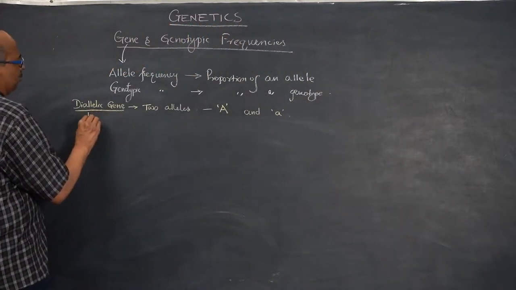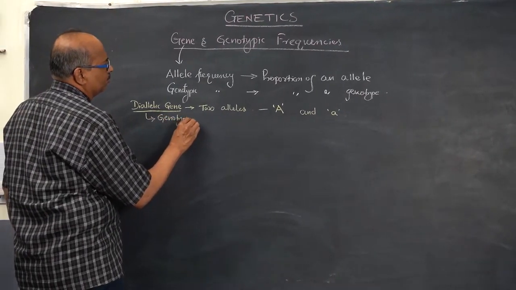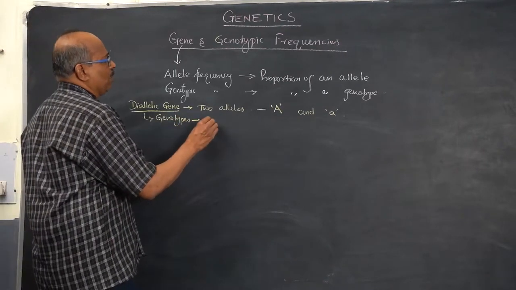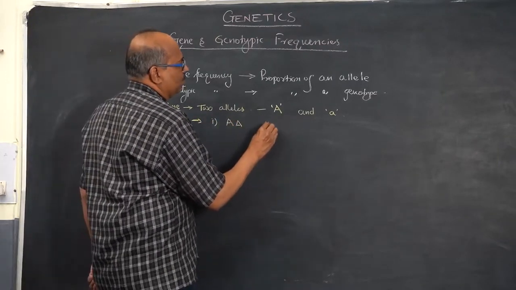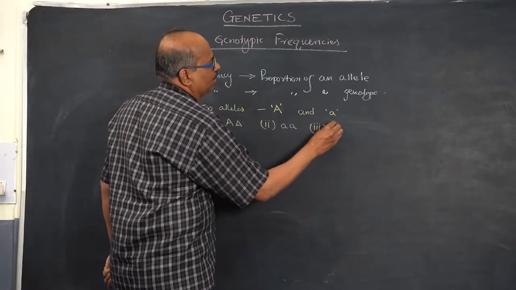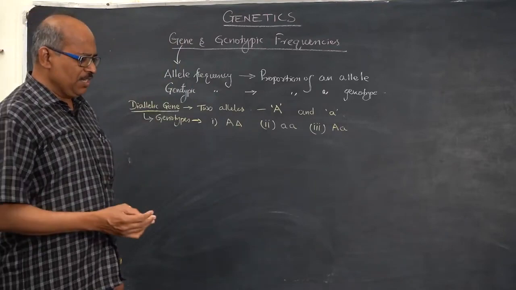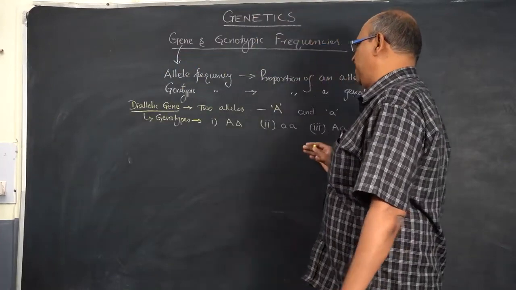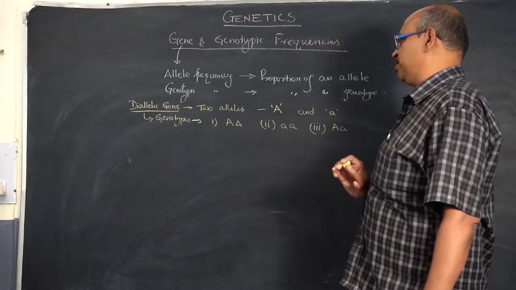Now for this gene, when you look at the genotypes, you can get three possible genotypes. The first one, homozygous dominant. The second one, homozygous recessive. The third one, heterozygous. So for a gene having two alleles, the maximum number of genotypes that are possible will be three: homozygous dominant, homozygous recessive, and heterozygous.